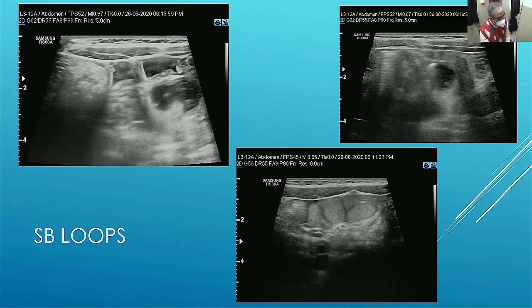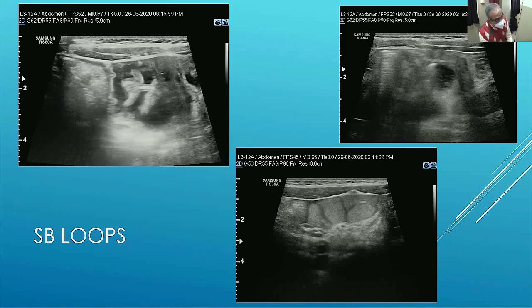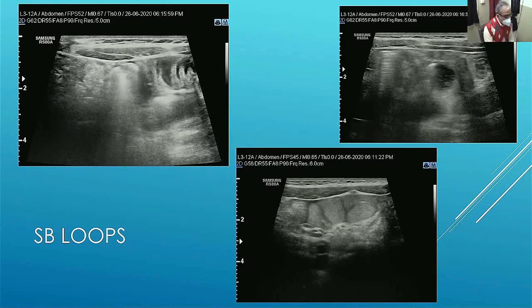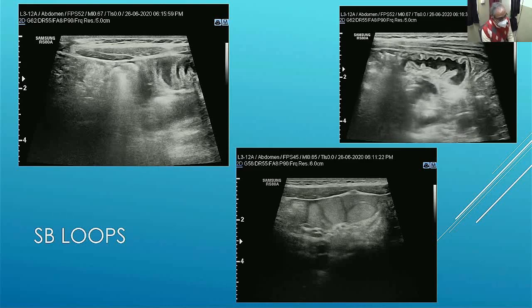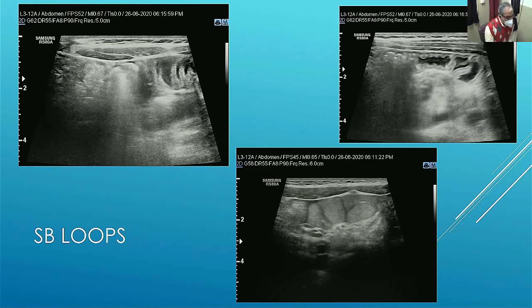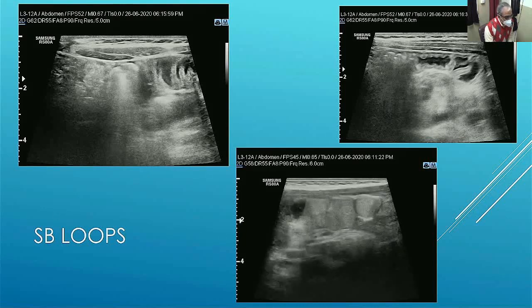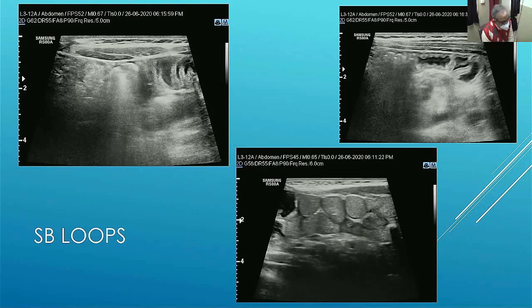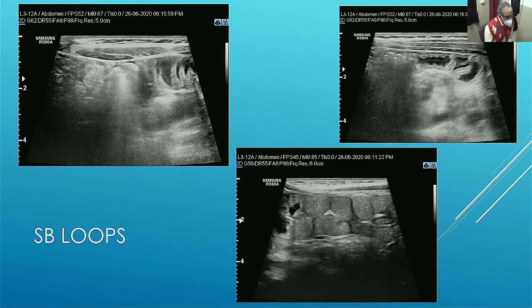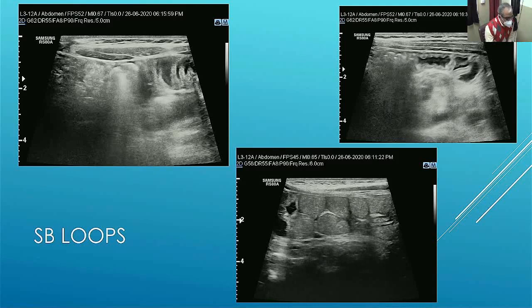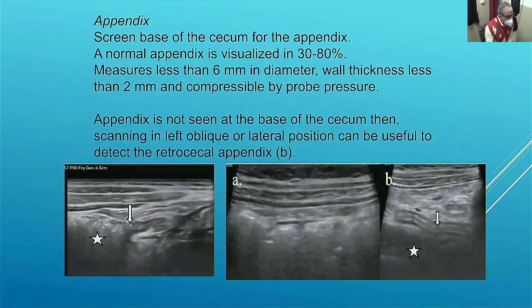Okay. So you can see the fluid filled jejunal loops. See, these are the fluid filled ileal loops where you see fewer folds. The peristalsis is also slower than in the jejunum.